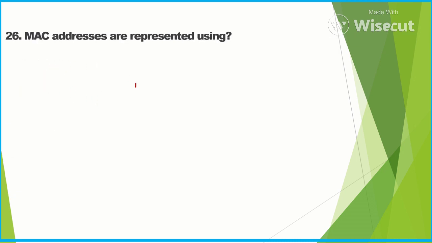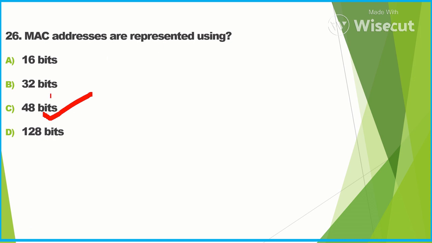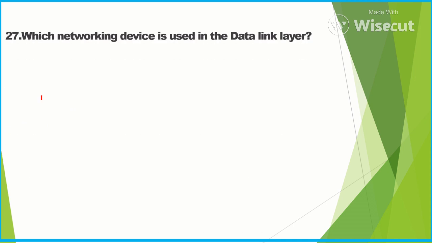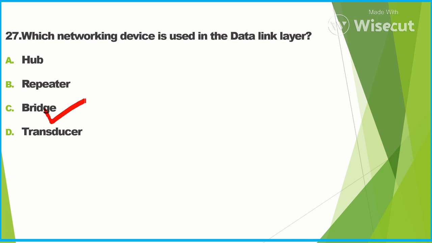MAC addresses are represented using, this is an important question, 48 bits. MAC addresses are represented using 48 bits. Okay. Next question, which network device is used in the data link layer? That is bridge. Bridge is used in the data link layer.